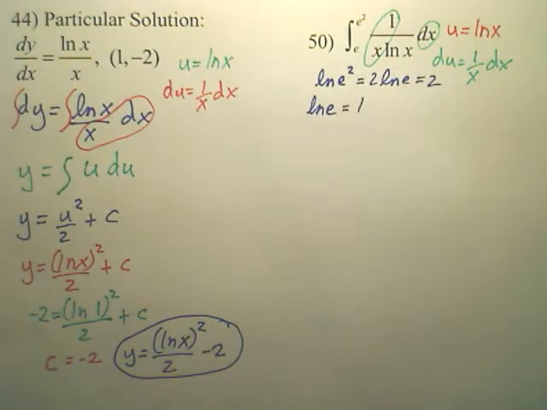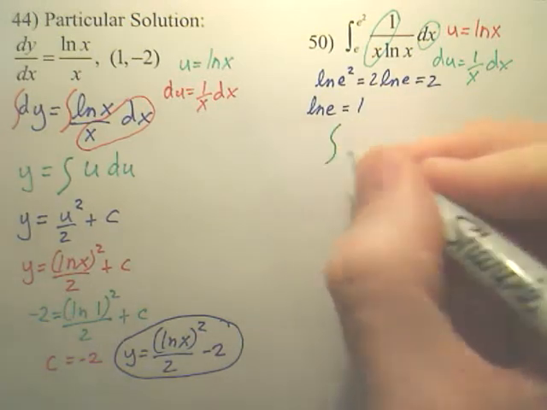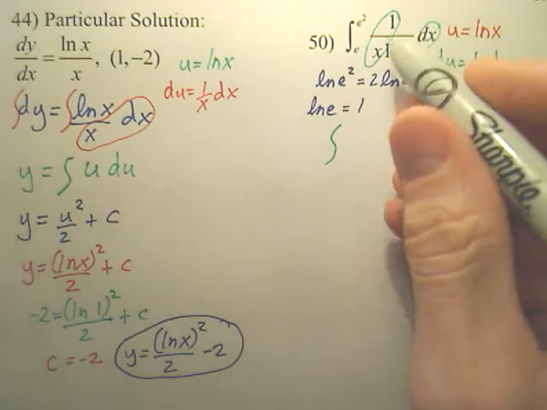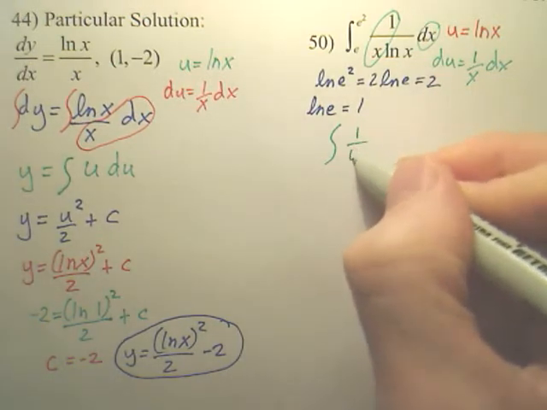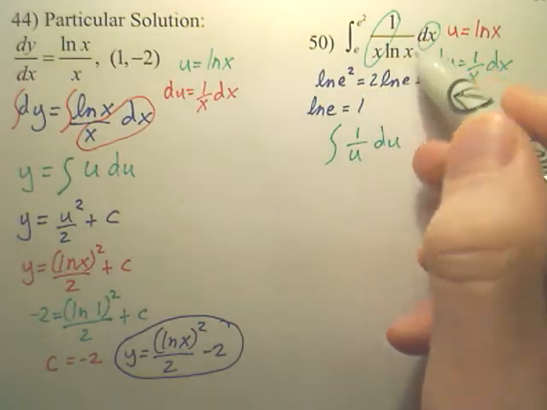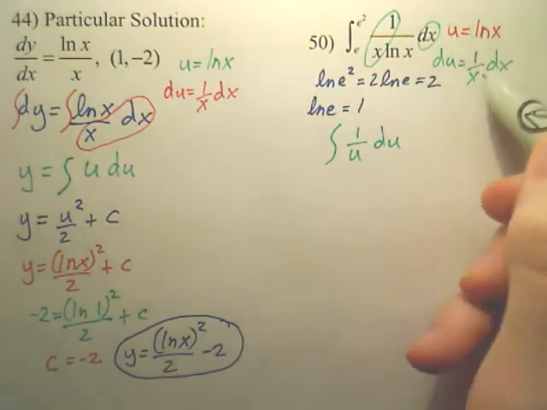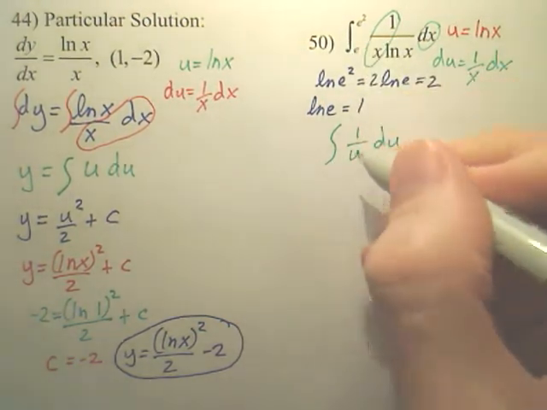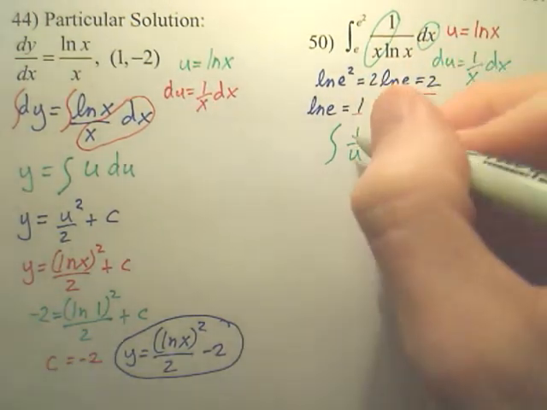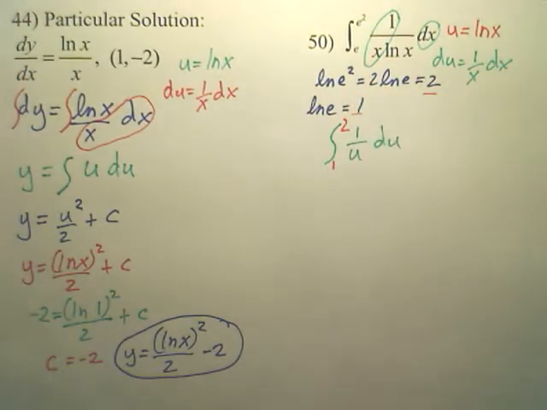All I'm doing is changing these values to 2 and 1 when I do my integral. We'll see in a second here. I'm changing the interval to keep my stuff in terms of u. So what I end up with is 1 over u du when I plug in all my pieces, my u and my dx. But my interval is now these two values. So I'm going from 1 to 2.